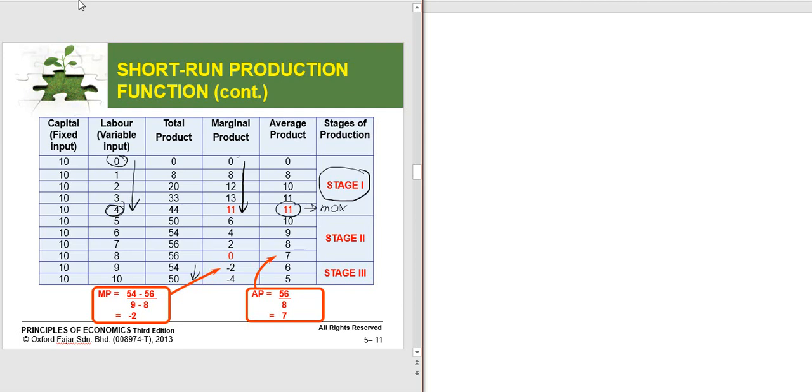And then stage 2 will start when your marginal product starts to decrease, which is from 5 laborers until 8 laborers, from here to here.